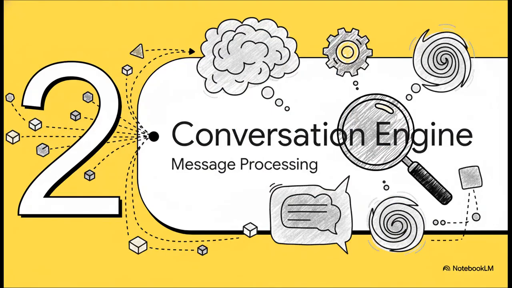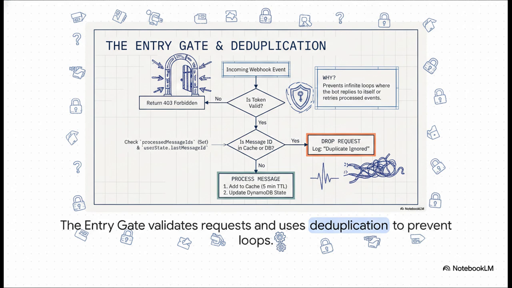Okay, now for the fun part. Let's zoom right into that intelligence layer and the core logic that figures out what to do with every single message that comes in. So, before any of the cool AI stuff happens, every message has to get past this entry gate. First, it checks for a valid token. That's basic security. But the really crucial part is the next step, deduplication.